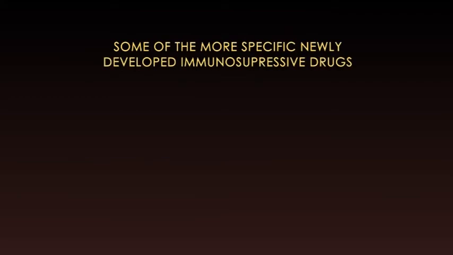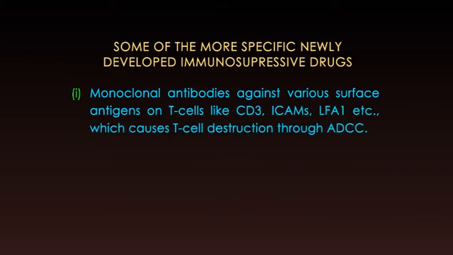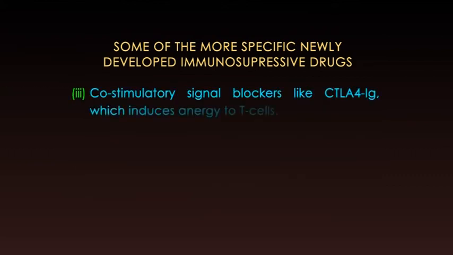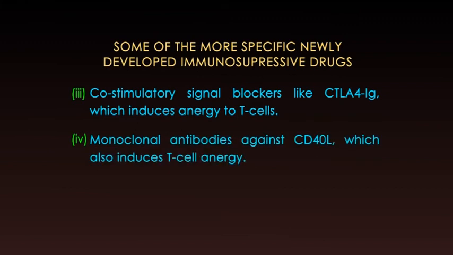Some of the more specific newly developed immunosuppressive drugs are monoclonal antibodies against various surface antigens on T cells like CD3, ICAMs, LFA1, etc., which cause T cell destruction through ADCC. Monoclonal antibodies against cytokines like TNF-alpha, interferon-gamma, and interleukin-2 inhibit T cell proliferation and activation. Co-stimulatory signal blockers like CTLA-4 Ig induce anergy in T cells. Monoclonal antibody against CD40 ligand also induces T cell anergy.